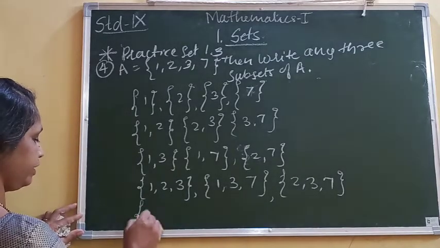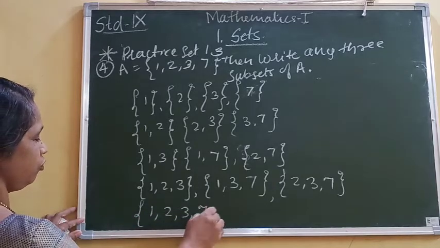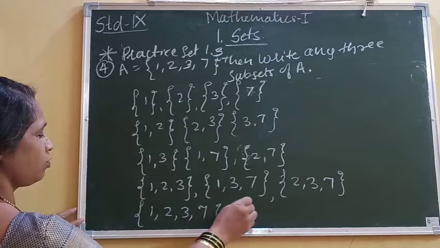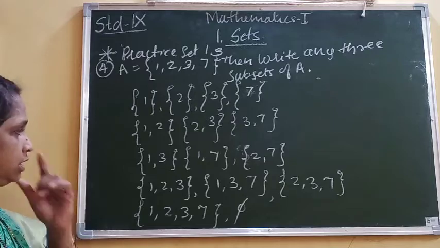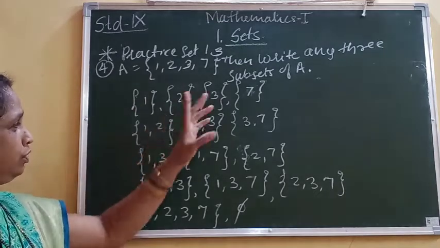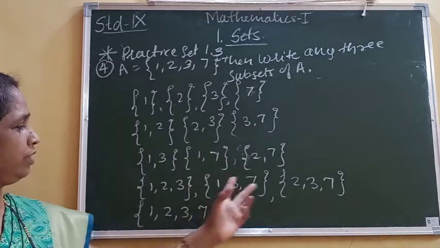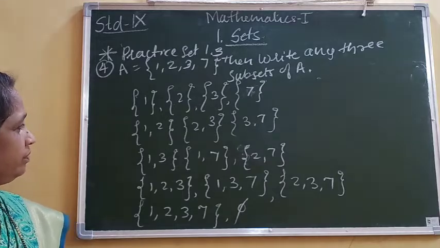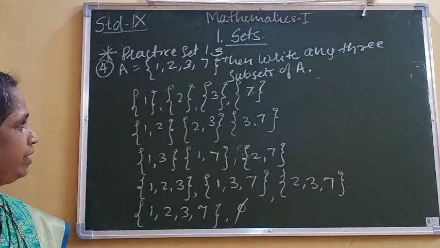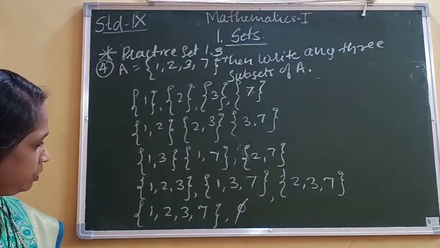And now next what can you take? 4 elements: {1, 2, 3, 7}. And next is what? The empty set is also a subset of itself. So how many are done? See, count, are 16 done or not? 1, 2, 3, 4, 5, 6, 7, 8, 9, 10, 11, 12, 13, 14, 15. Now 1 remains. Which one remains? See, one set remains to write. That we have to find out.